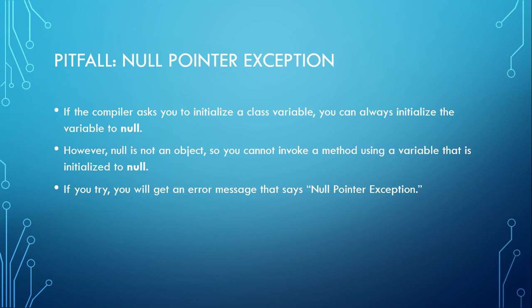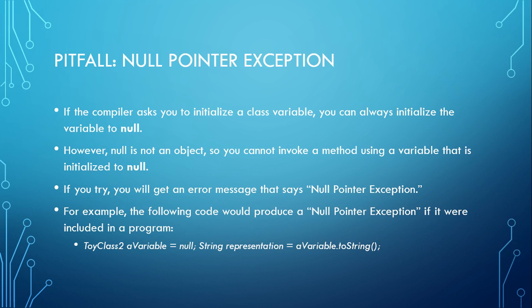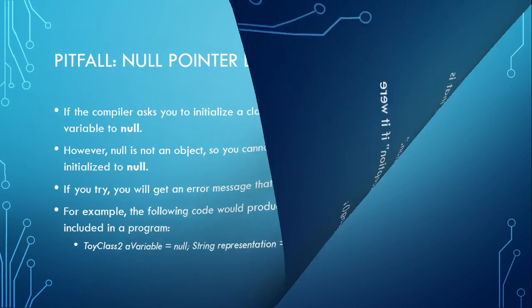If you try to use that object that has a null value, you're going to get a message popping up in the compiler, usually in your console. It'll say, Java error, blah, blah, blah, and it'll say null pointer exception. So, for example, the following code will produce a null pointer exception if it were included in a program. Code class a variable equals null, string representation, a variable dot toString. If you think about that, that makes sense because you're trying to write to a string, nothing. It's not even an empty string, it's just a string that doesn't exist.